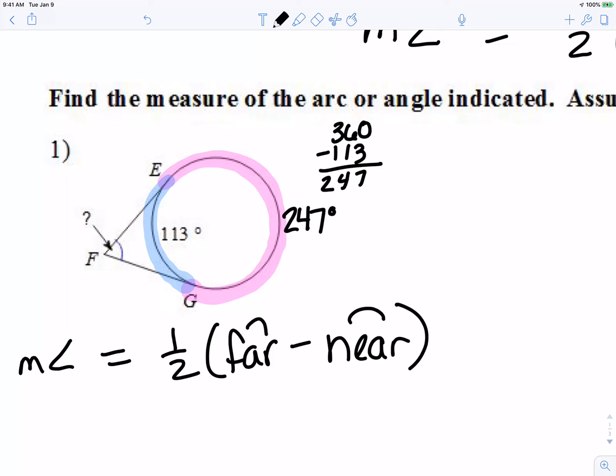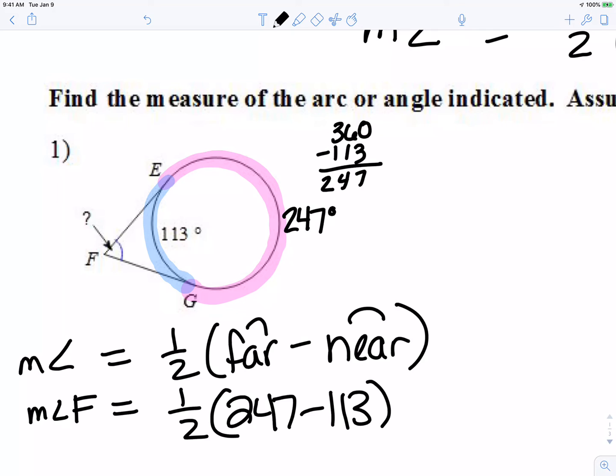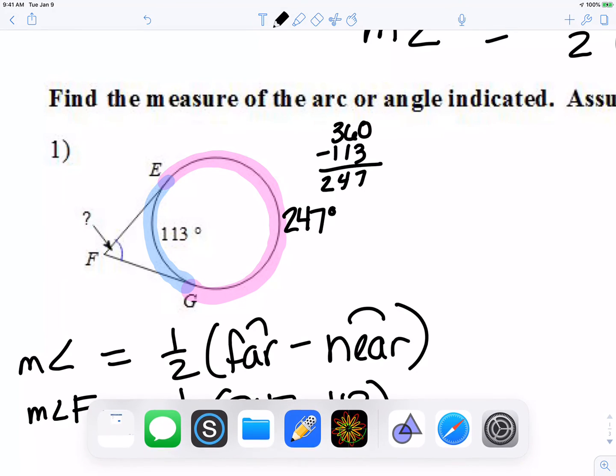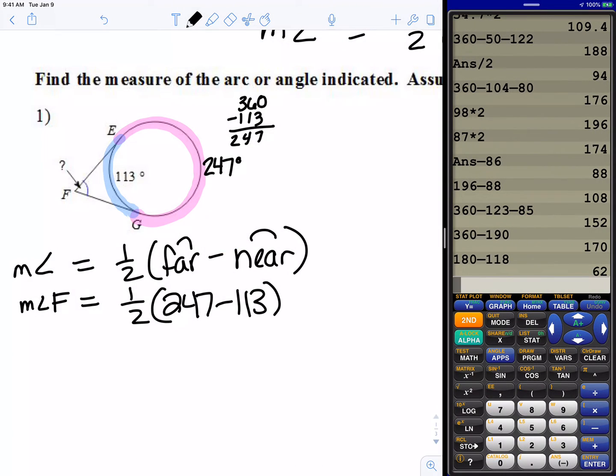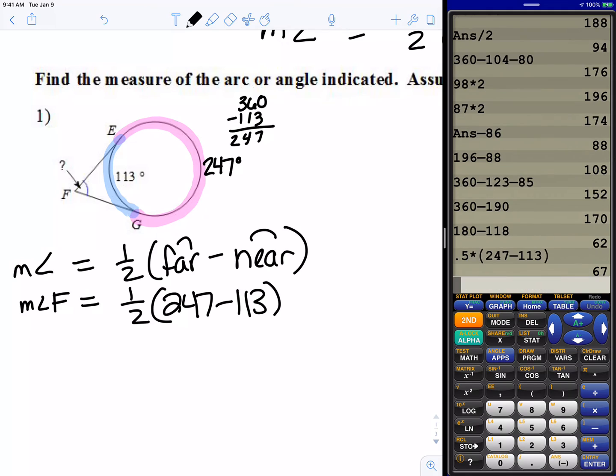And now I'm ready to use the formula. So the measure of angle F is equal to 1/2 of 247 minus 113. I'm going to get my calculator. All right, so if I do 1/2 times parentheses 247 minus 113, then I can find out that the measure of angle F is equal to 67 degrees. And that's how we use that formula.